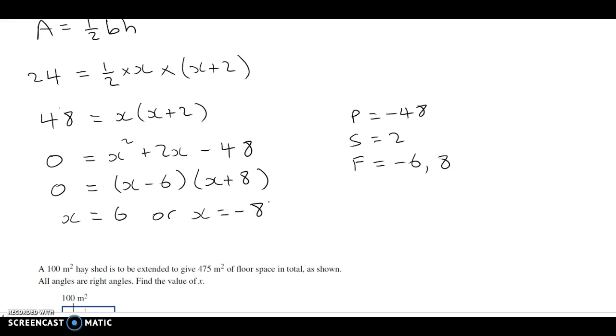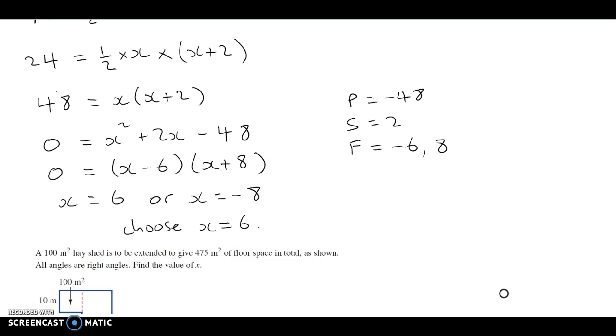But let's think about these answers. We're talking about measurement here. We can't have a distance that is less than 0. So our final answer will be x equals 6. Now at this point we need to just check that we've properly answered the question.